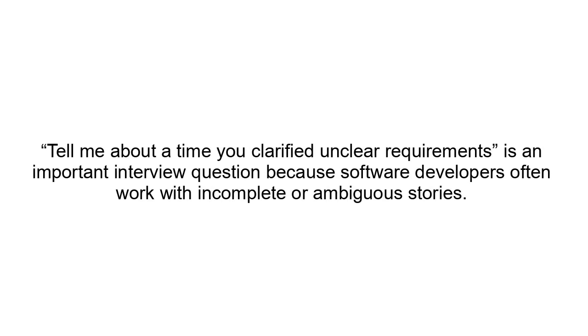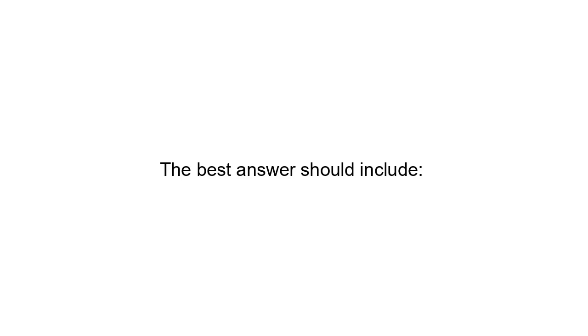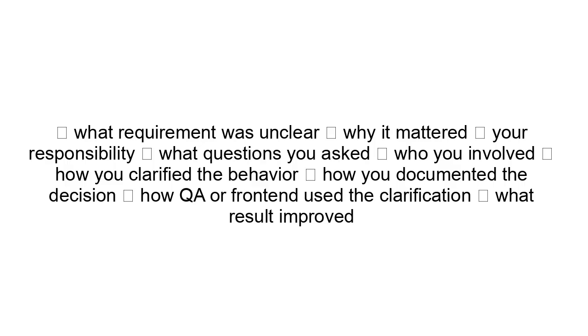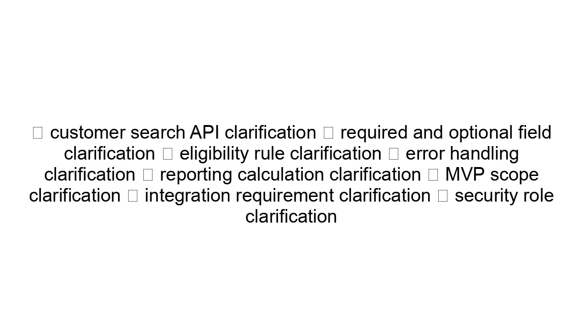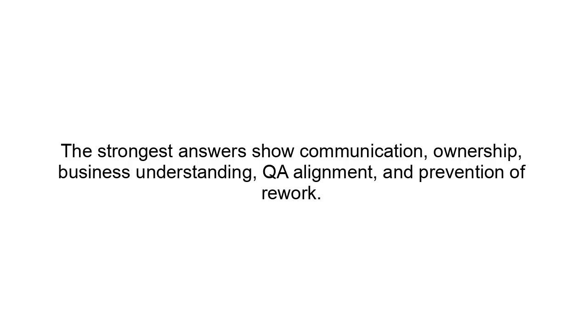Final summary. Tell me about a time you clarified unclear requirements is an important interview question because software developers often work with incomplete or ambiguous stories. The best answer should include what requirement was unclear, why it mattered, your responsibility, what questions you asked, who you involved, how you clarified the behavior, how you documented the decision, how QA or front-end used the clarification, and what result improved. Good examples include Customer Search API clarification, required and optional field clarification, eligibility rule clarification, error handling clarification, reporting calculation clarification, MVP scope clarification, integration requirement clarification, and security role clarification. The strongest answers show communication, ownership, business understanding, QA alignment, and prevention of rework.